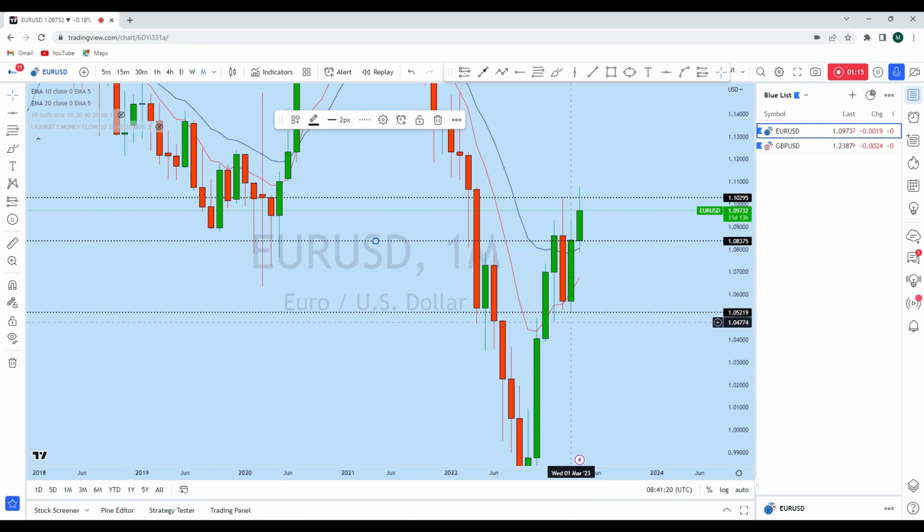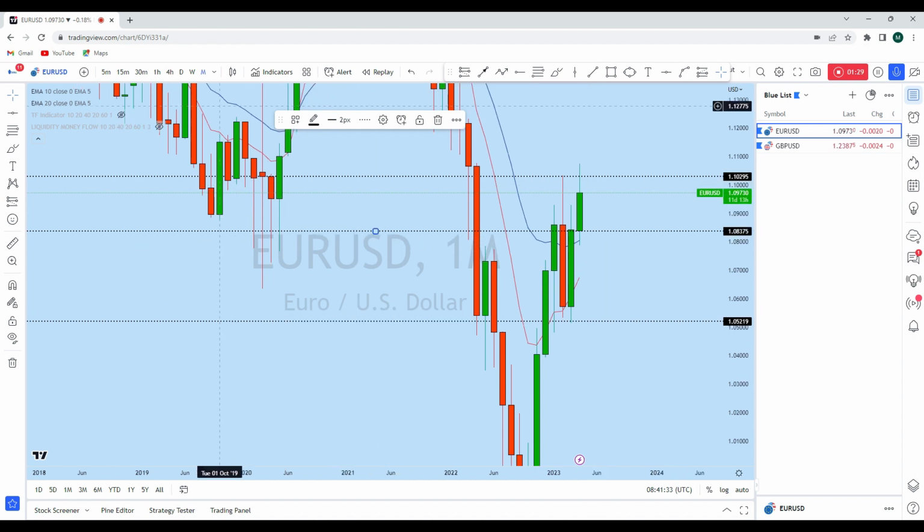As we have seen, there is a big bullish impulse followed by another bullish move. Now we can expect a lower time frame pullback, or at least a retest of this monthly support can give us a short-term selling opportunity in that zone on Euro dollar.